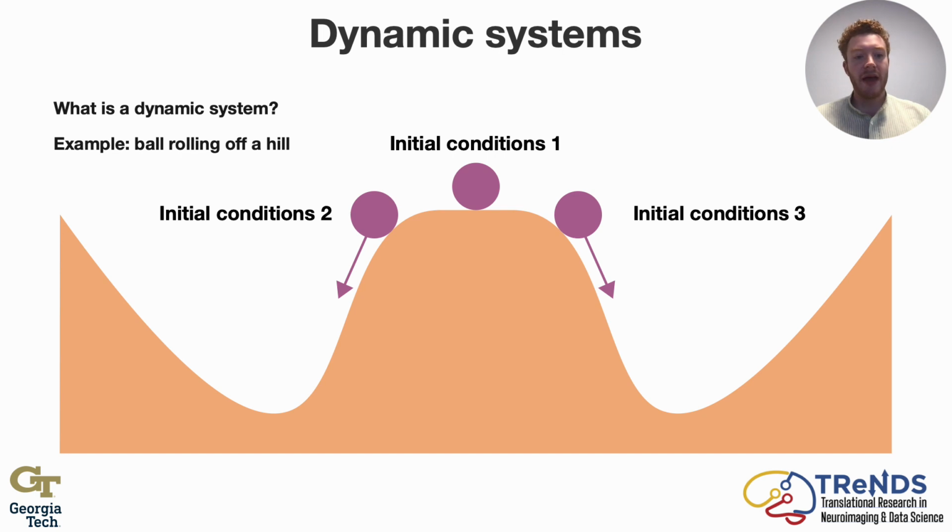However, how the ball will behave also depends on where we start the dynamic system, which in this analogy is the location of the ball. If we put the ball at the top of the hill, it will not move and stay where it is. This is initial condition 1 on the figure. If we lay the ball on either side of the hill, it will roll down and over time settle in the valley. These are initial conditions 2 and 3.